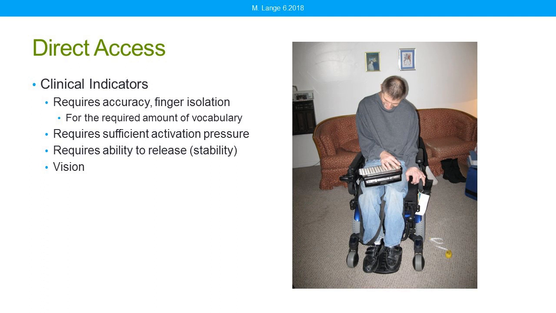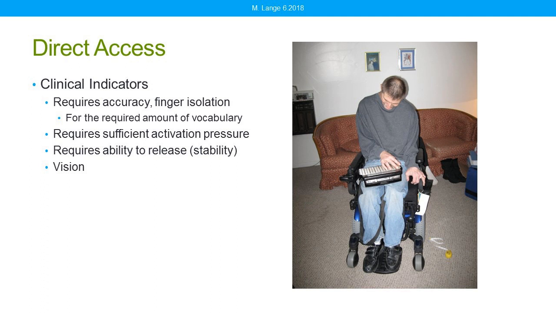Direct access requires accuracy. The client needs to accurately get to an individual location on their device, not touching the locations around it. That generally requires finger isolation if the client is not using some type of pointer. That can be hard for some of our clients. Some of our clients can get a hand over a specific location, but they may not be able to free up that finger or thumb. They need enough accuracy for the required amount of vocabulary. We don't want to limit someone's vocabulary because they can only press several large locations on a device, for example.